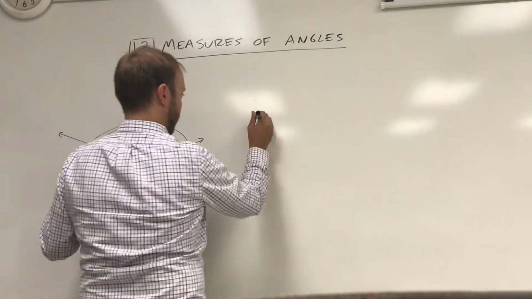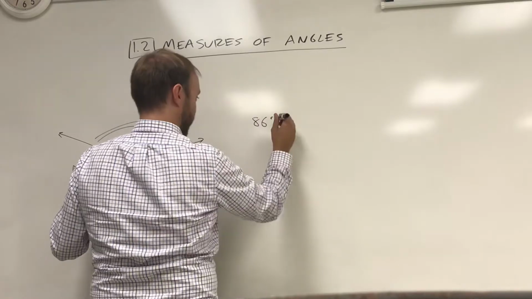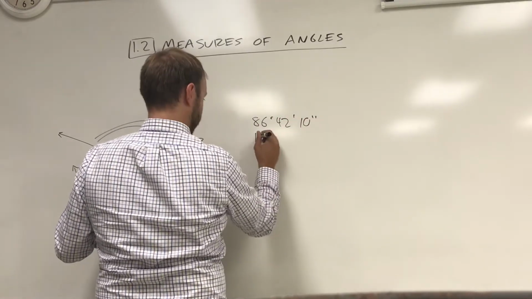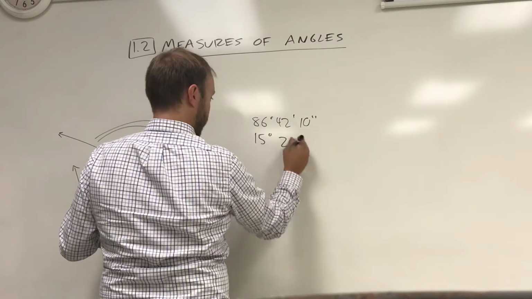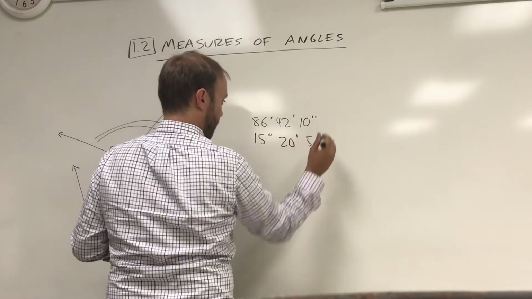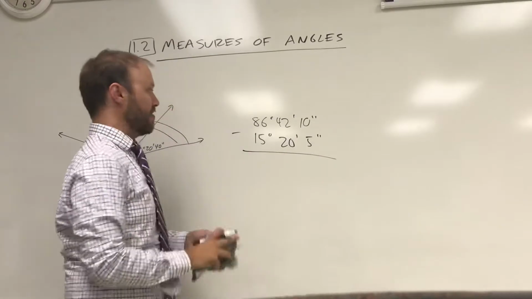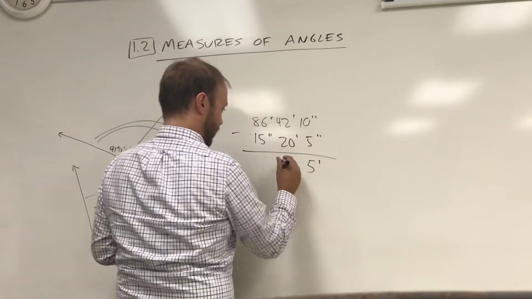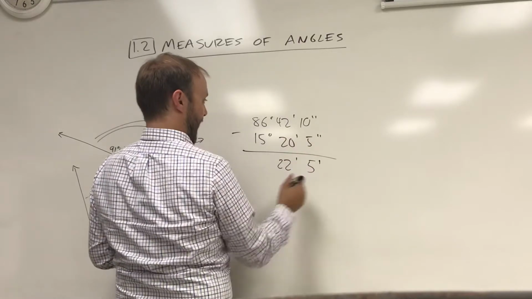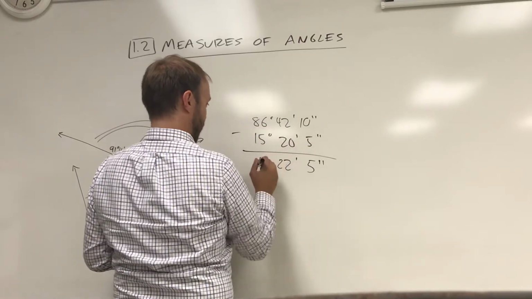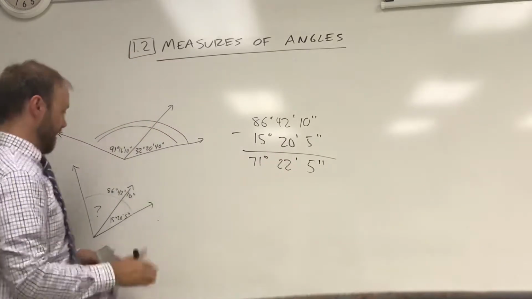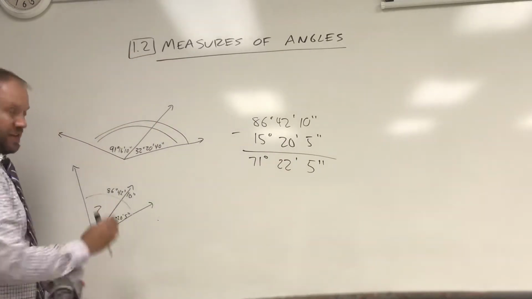Same kind of thing. Line everything up. So 86 degrees, 42 minutes, 10 seconds, and we've got 15, 20, 5. Okay, so subtract the two. 10 minus 5 is 5. 42 minus 20 is 22. And finally we have, what is that, 71 degrees, 22 minutes, 5 seconds. Okay, that would be the measure of this angle over here.